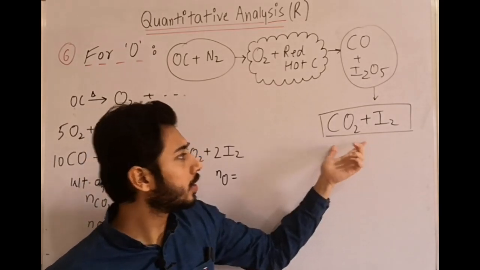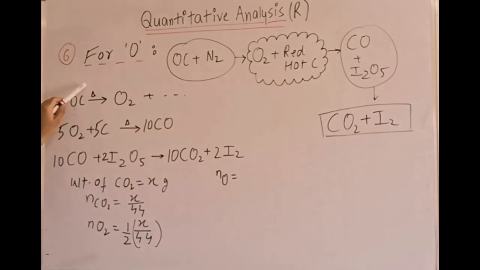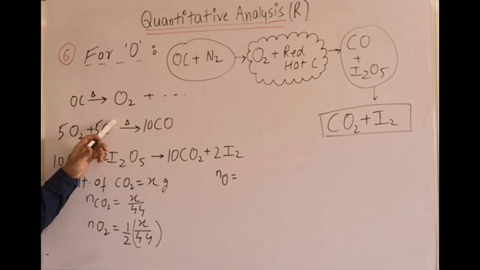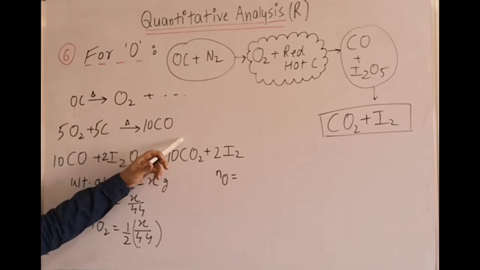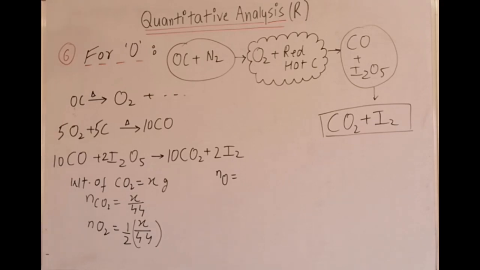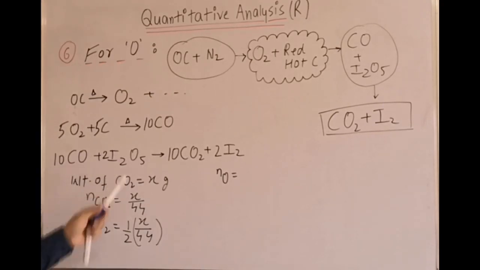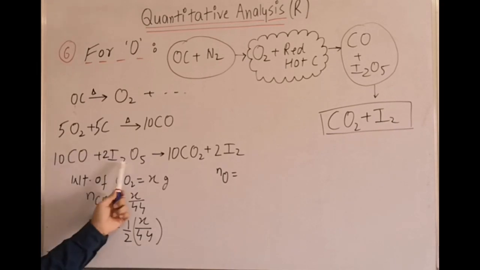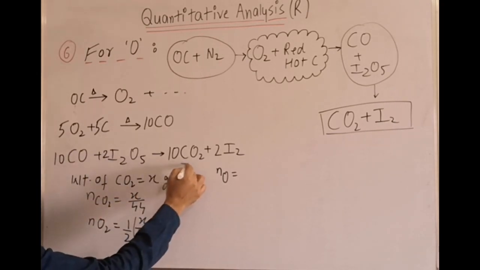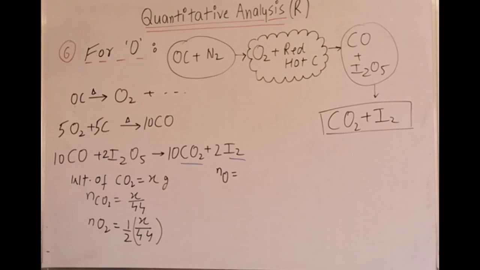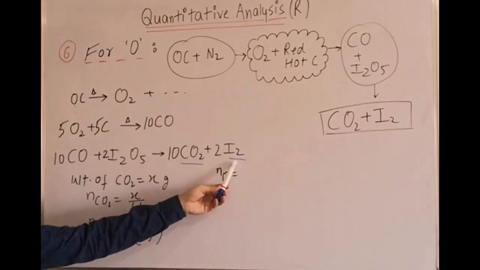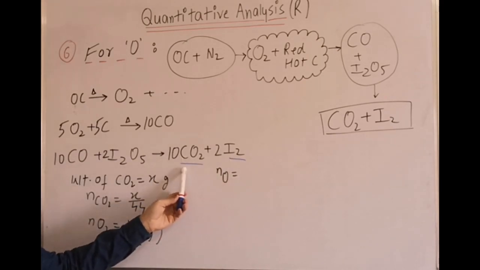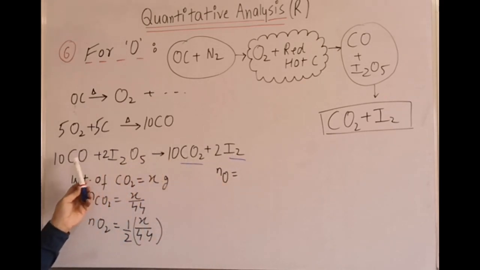Okay? Now this is written here in the form of a reaction: the organic compound heated with nitrogen gives O2 plus other gaseous products. This O2 with red hot carbon, at a high temperature of around 1100 degrees Celsius, gives carbon monoxide. This carbon monoxide, when passed through warm I2O5, gives CO2 plus I2. Now in this case, depending on the information, like if we know the moles of I2 evolved or CO2 liberated, we can easily find the moles of CO.